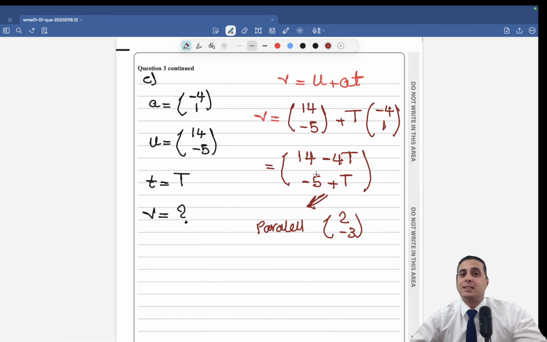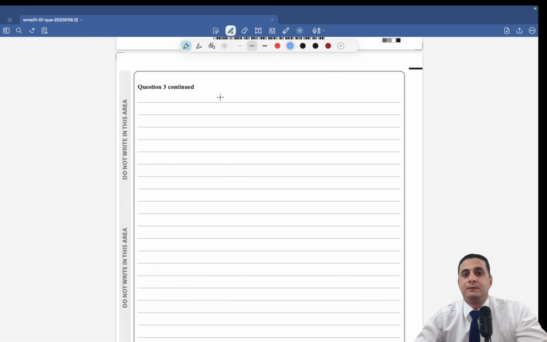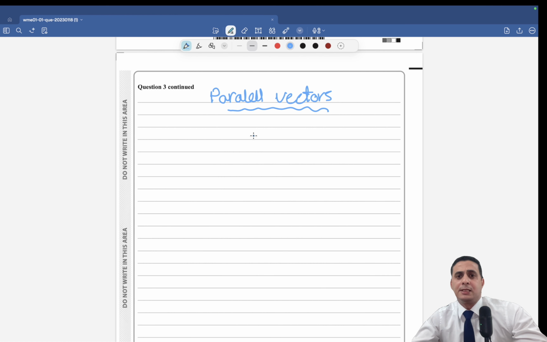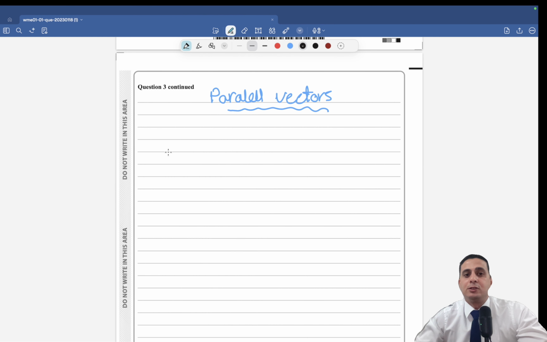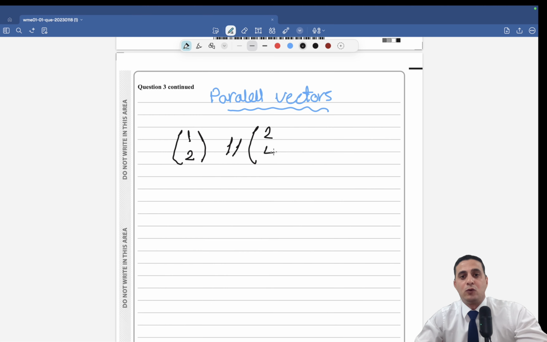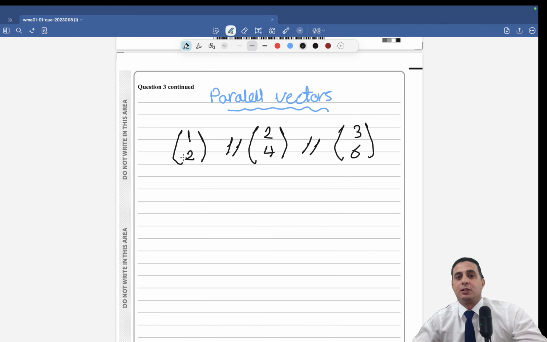To solve this one, let's understand first what is the meaning of parallel vectors. Parallel vectors, from IGCSE, we know that they are multiples of each other. What does that mean? For example, if I have a vector, let's say it's 1i plus 2j. This vector is parallel to the vector 2 and 4. Also, this vector is parallel to 3 and 6. All of these vectors are multiples of each other. They are parallel vectors.